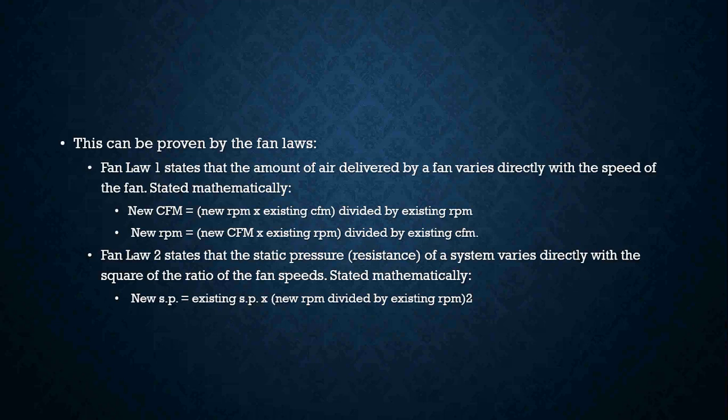Okay, and I'll go over this in a little bit, but let's just get through the fan laws. Fan law number 2 states that static pressure or resistance of the system varies directly with the square of the ratio of your fan speeds. Okay? And we can prove that by using the mathematical formula. New static pressure equals your existing static pressure times the new RPMs divided by the existing RPMs squared.